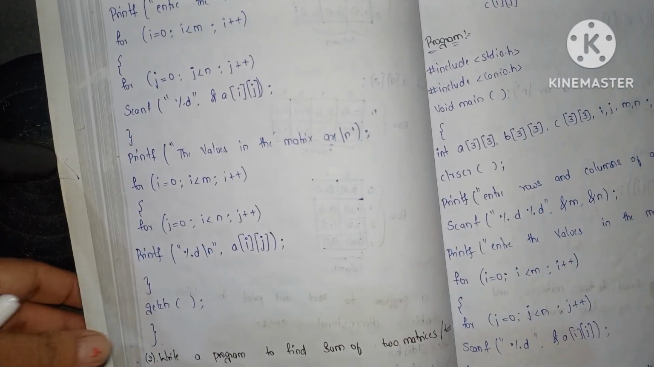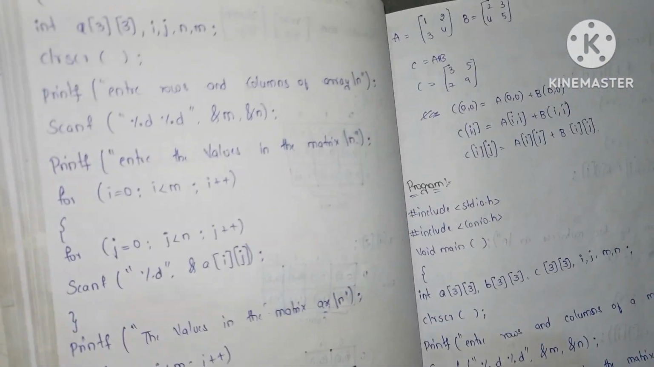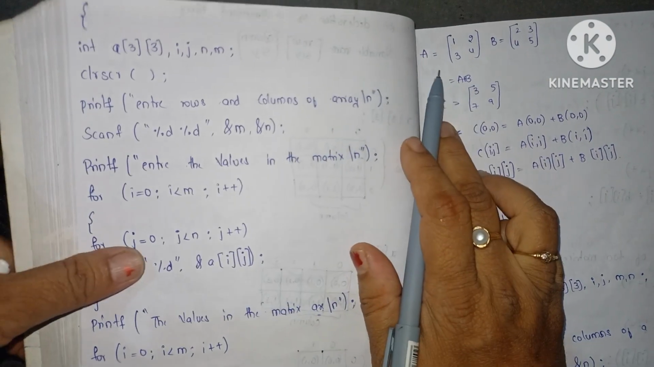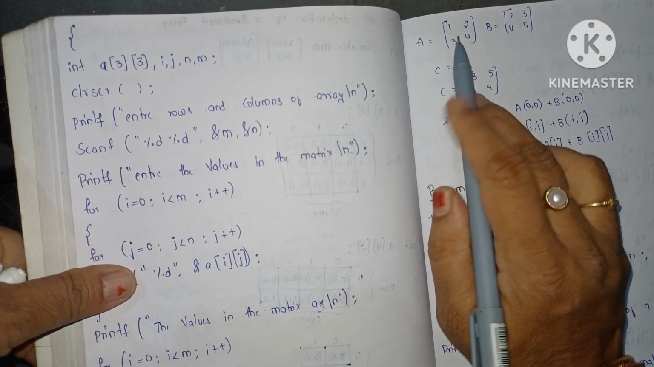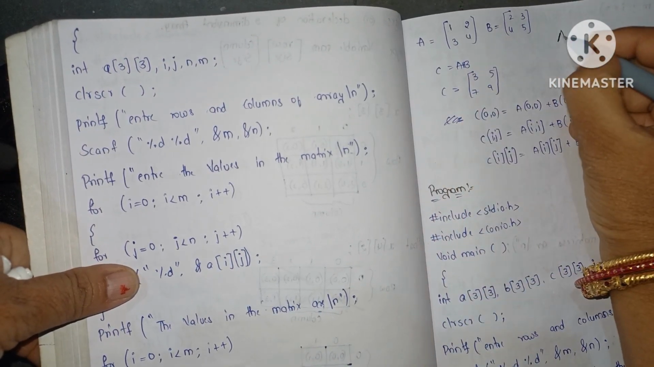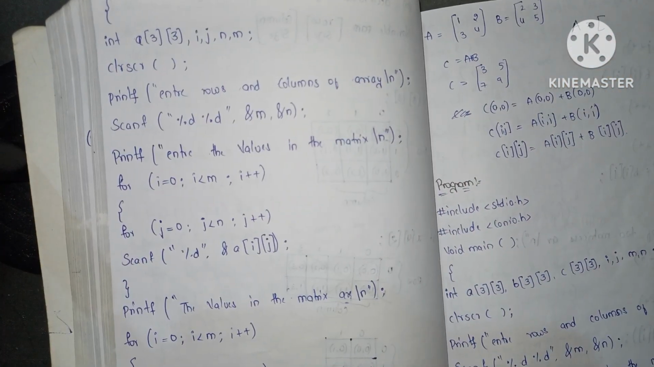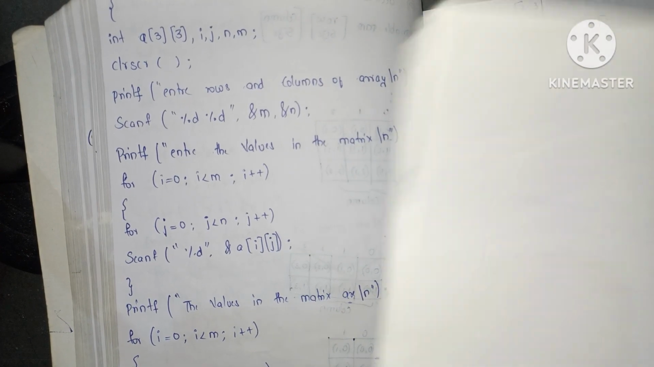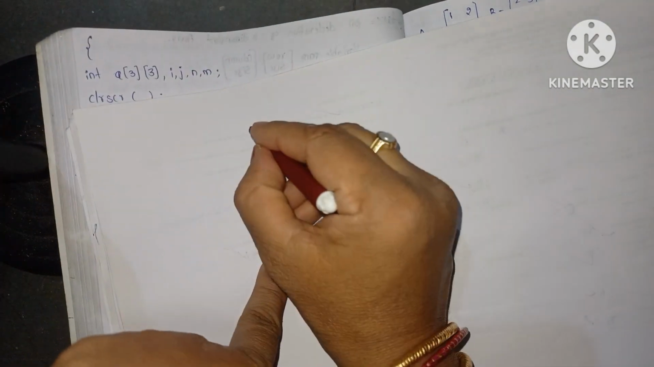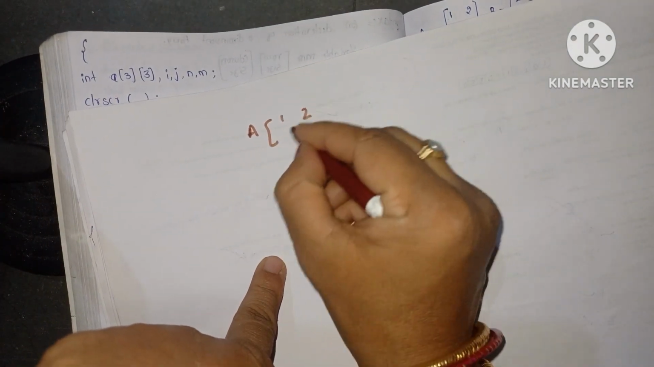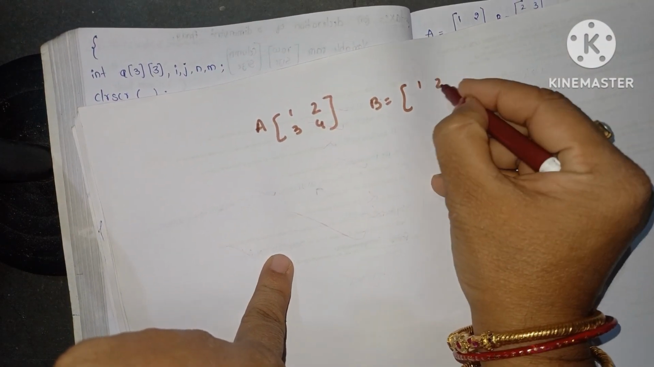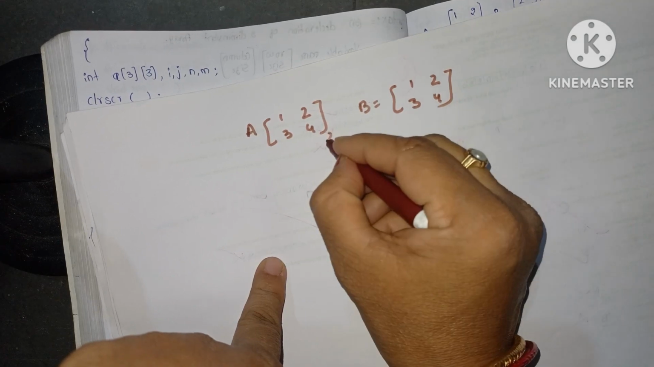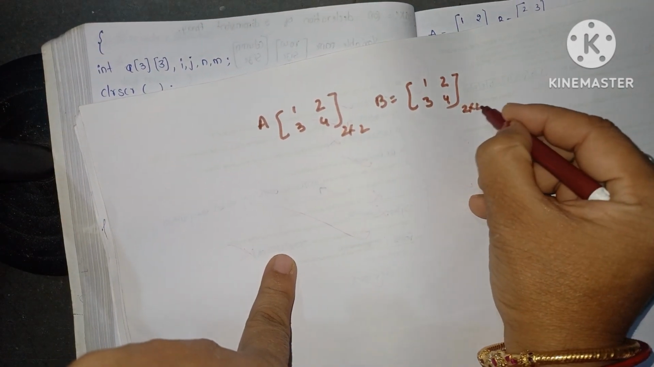So what does the sum of two matrices mean? This is the program explanation. The first matrix is A, the second matrix is B. Then how are we adding them? This is the logic. What is the value here? A of 0, 0, like this. This is the first matrix A. In general mathematics, A is 1, 2, 3, 4. B is again 1, 2, 3, 4. A 2 by 2 matrix, 2 rows and 2 columns.